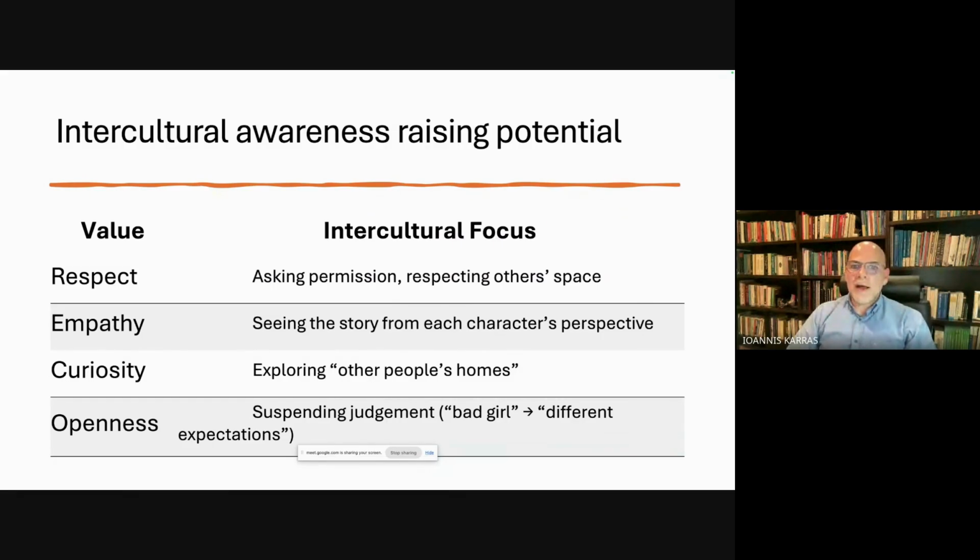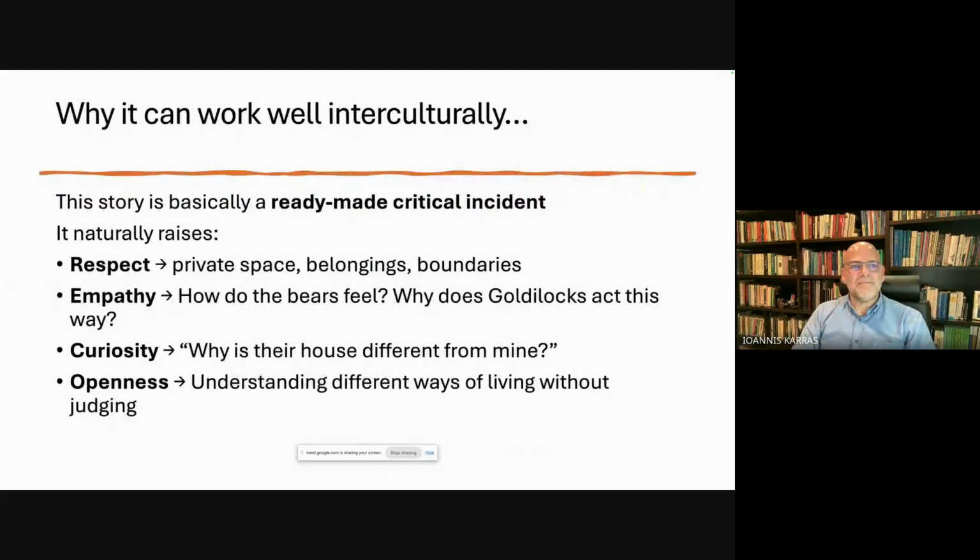So ask learners, you know, to react, like to express their feelings, as we said earlier. Do you feel sad? Would you feel angry? Curiosity, exploring other people's homes. This might be a nice opportunity to show students pictures of typical homes in other countries. And then openness, again, you know, suspending judgment, because some students might say, oh, Goldilocks is a bad girl, for example, and you get them to explain why they think that, and that we shouldn't judge people so easily, etc.